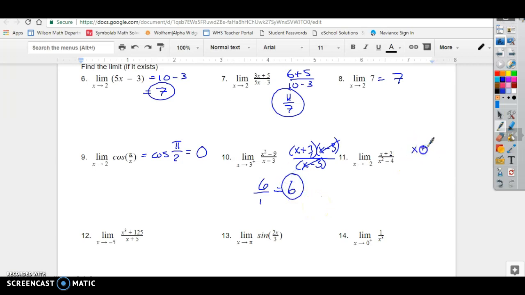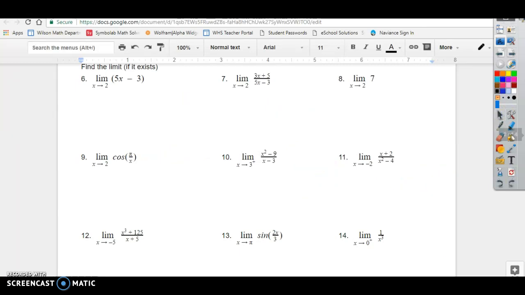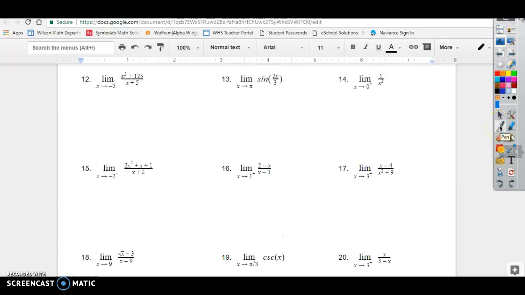Over here, if you plug -2 in, you'll be undefined. That means we need to check if it's factorable. So the x plus 2's cancel out. So that would be removable. And now I plug -2 in here, I'll have 1 over -4, so -1/4. All right. Moving up. So we're down here at 12. Notice if you put -5 in here, this would be undefined. So we will do the same.